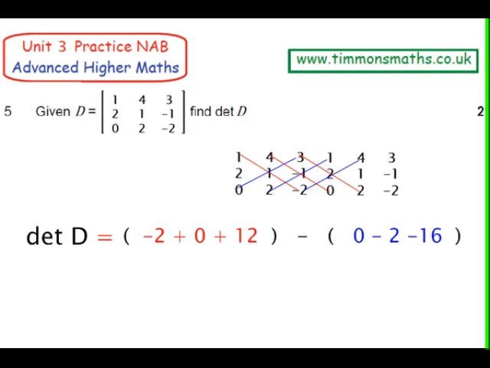Result of the first bracket is negative 2 plus 12 is 10. The second bracket is negative 18. Because there's a minus outside the second bracket, that will become 10 plus 18. So det D is equal to 10 plus 18, 28.